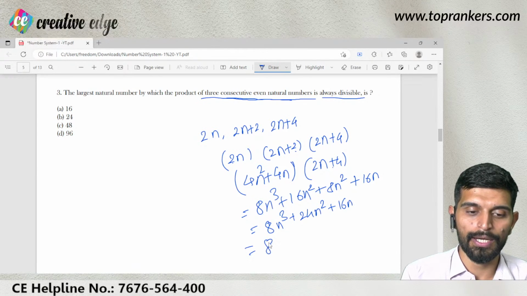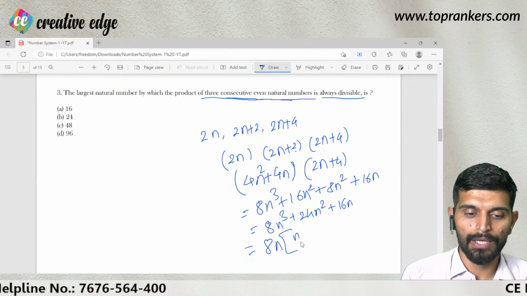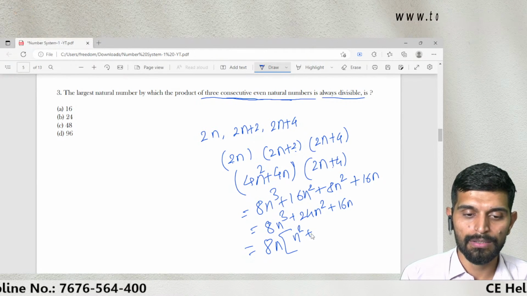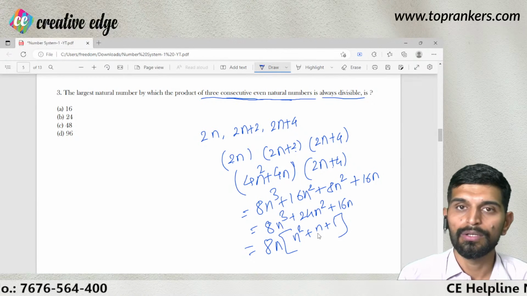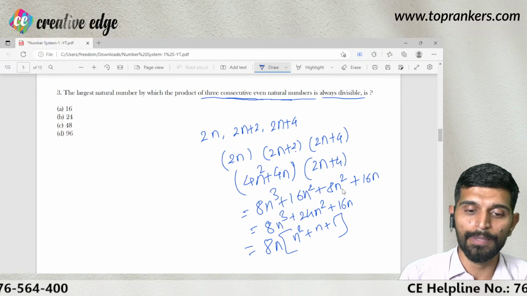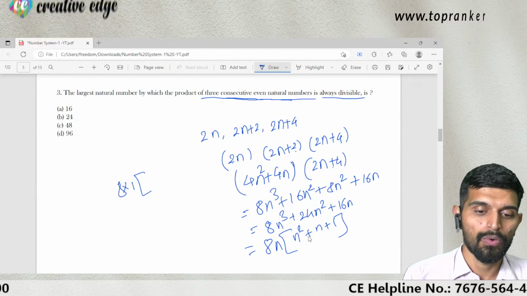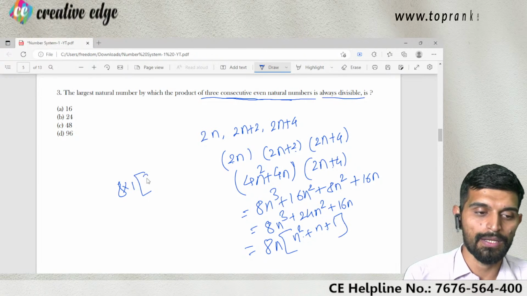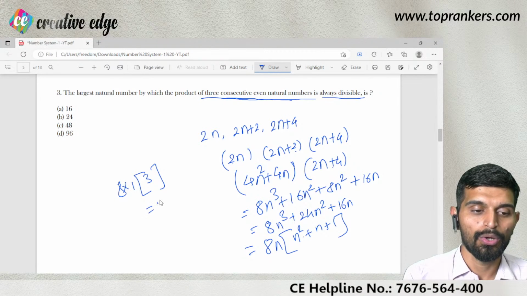So let's take 8n common. Then we'll have 8n into n square plus n plus 1, right? So that is n square plus n plus 1. So the minimum value for this n will be 1. If we take this minimum value as 1, so that will be 8 into 1 plus 1 plus 1, that is 3. So this minimum value will be 8 into 3, 24.